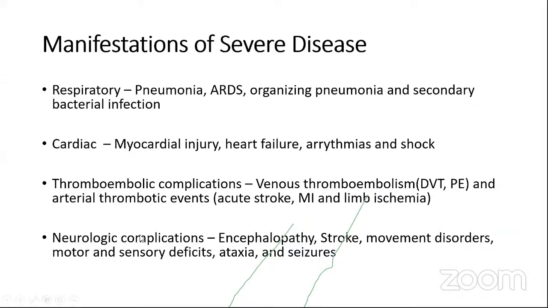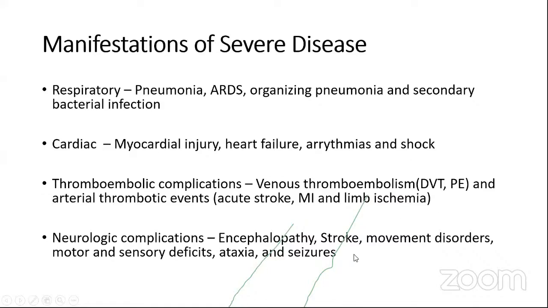If it's the heart, they can have myocardial infarction because of thrombus formation, endotheliitis, hypoxia, and sometimes they can have stress cardiomyopathy, heart failure, arrhythmias, and shock. So it's a thrombogenic situation because of the endotheliitis, hypoxia, ongoing inflammation, and so on. That could predispose not only to venous but also arterial thrombosis. So pulmonary embolism, DVT, acute stroke, myocardial infarction, and limb ischemia.